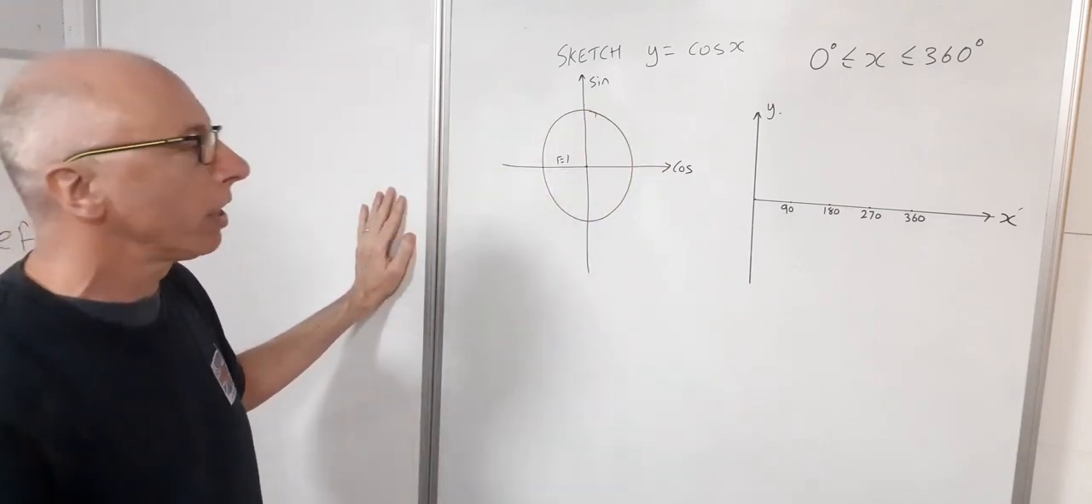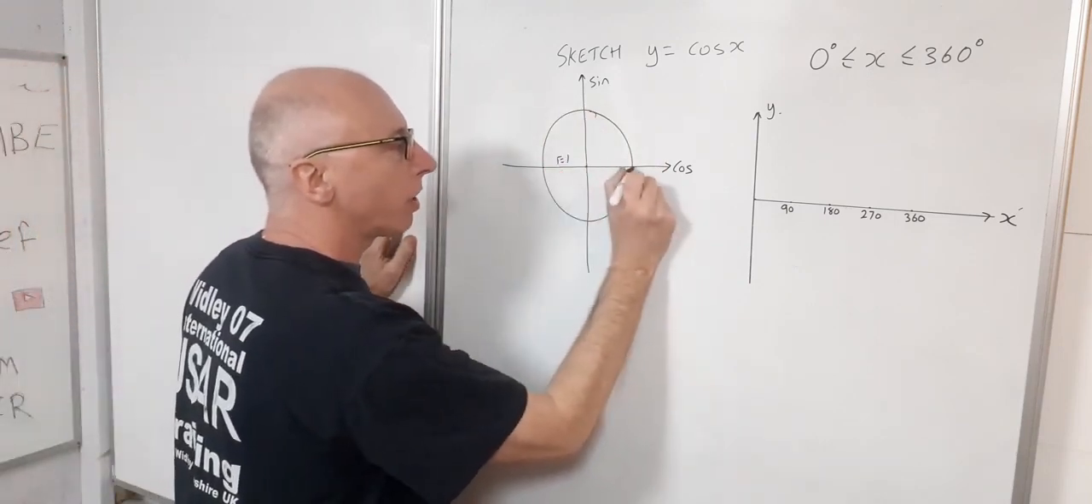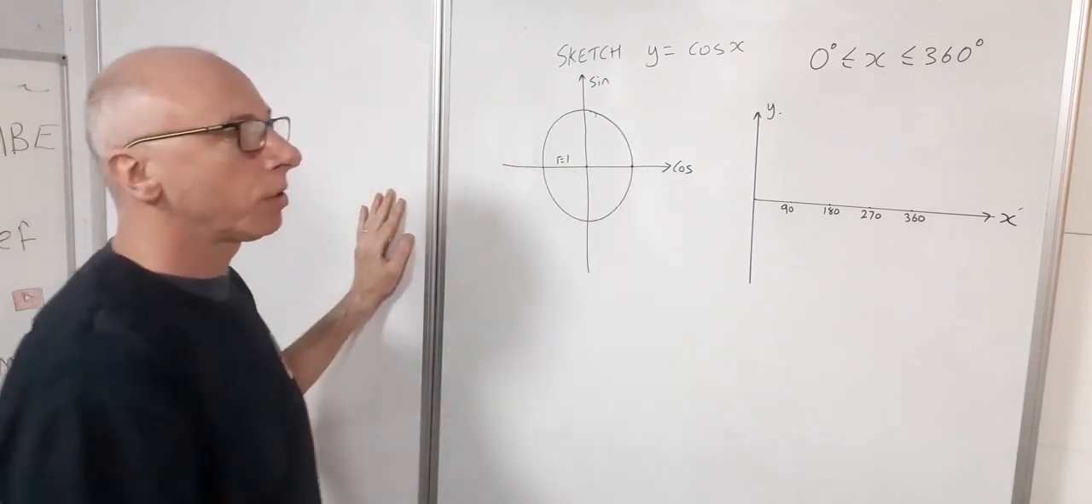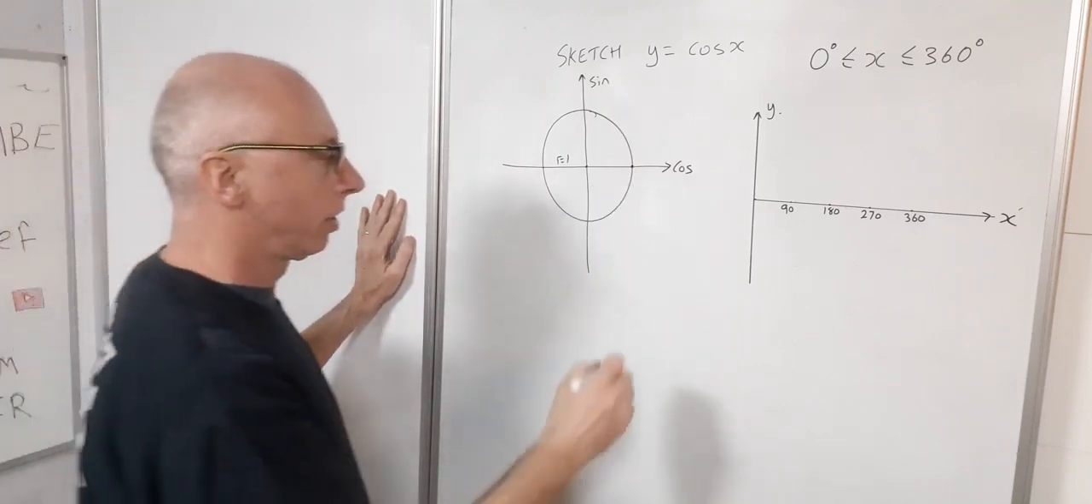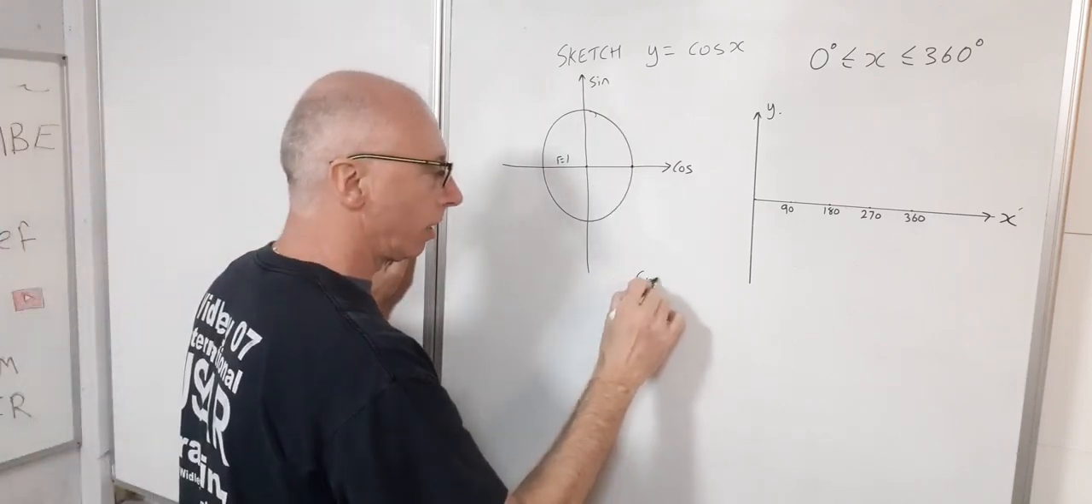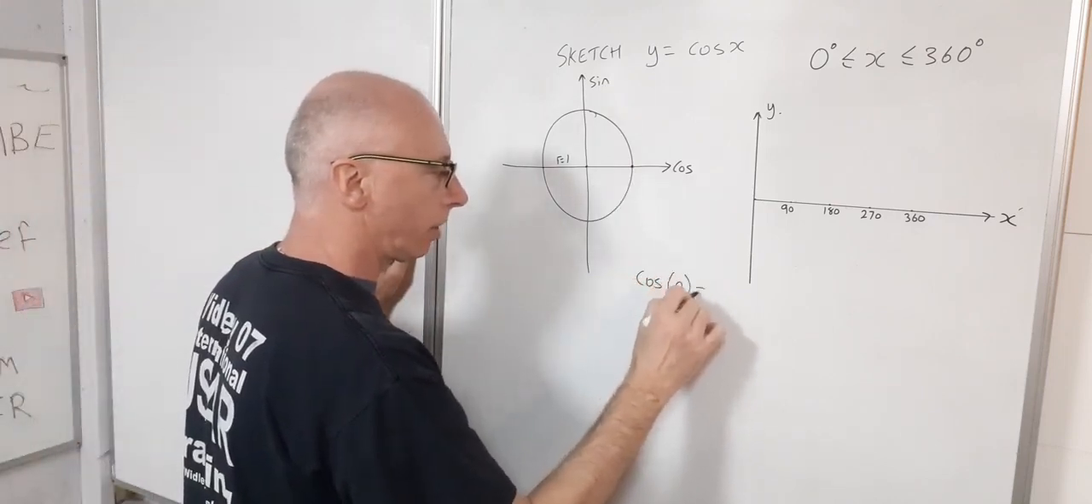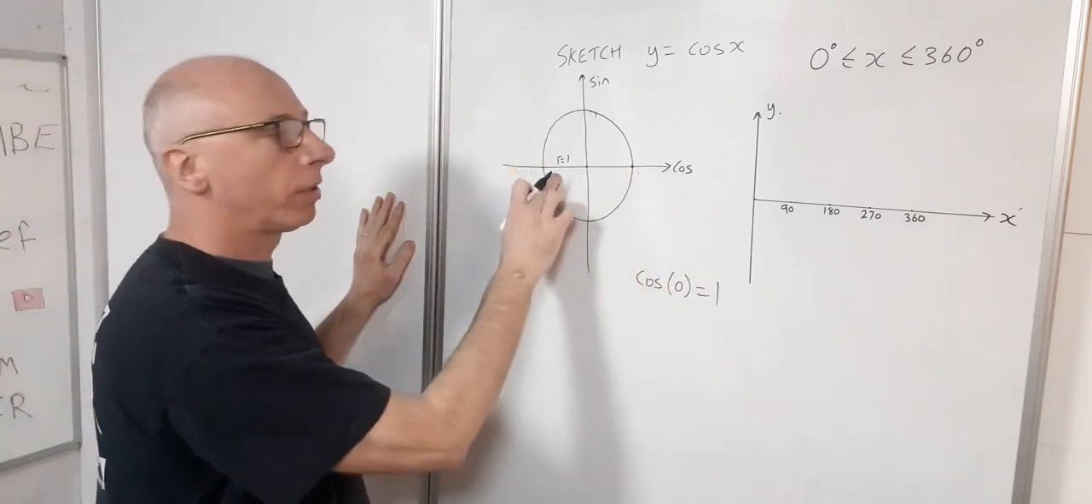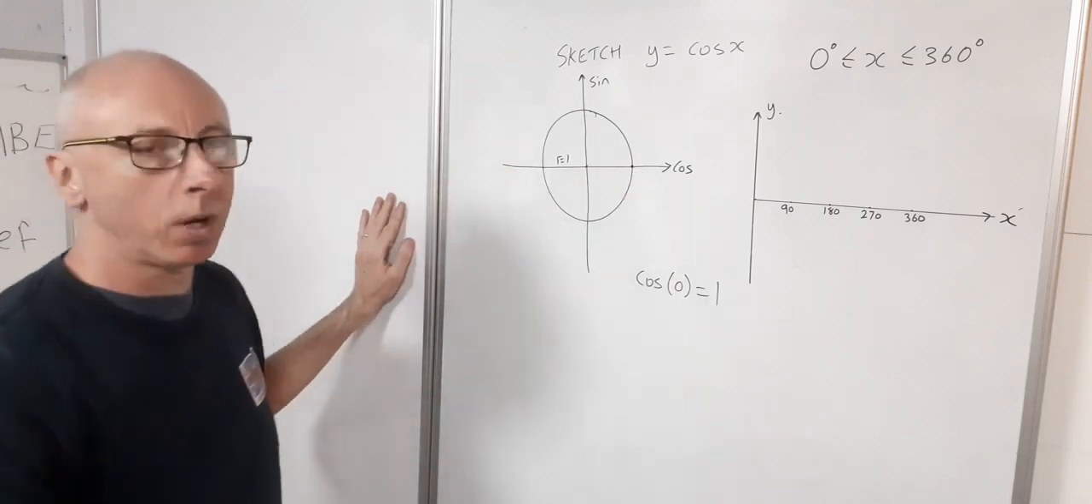So 0 degrees, that's going to be on the positive cosine axis. So here, my cosine of 0 is 1. So let's write this in here. Cosine of 0, that's 1. So that's my point along there because my radius is only 1. So therefore this point here is 1.